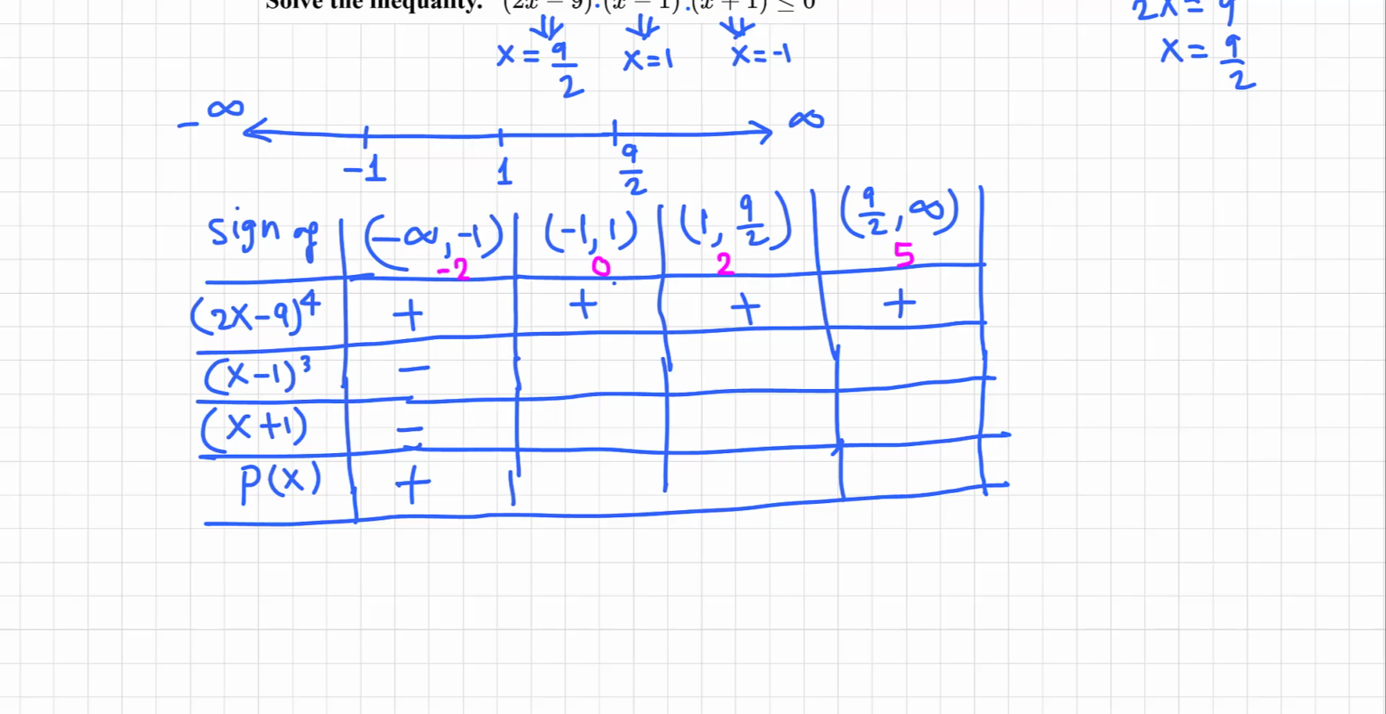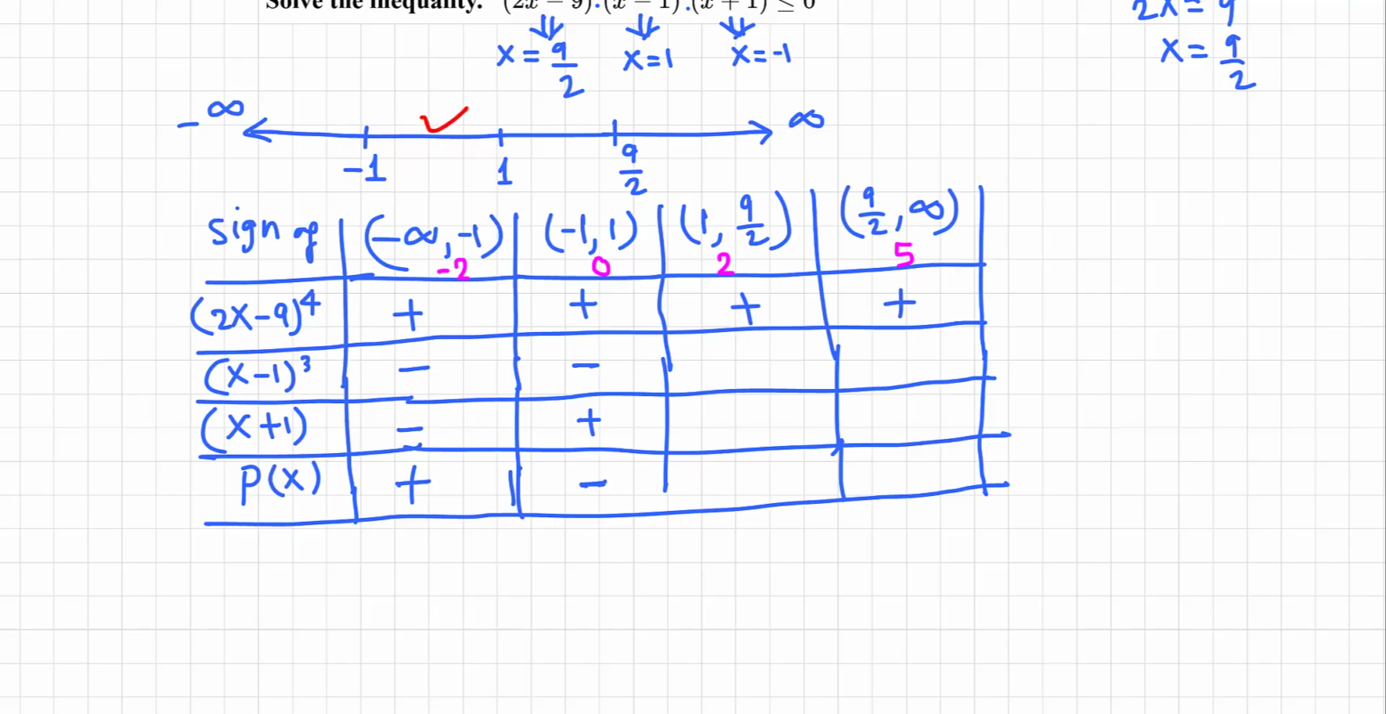Let's go for the second interval, negative 1 to 1. So we are taking 0, and the first factor is always positive. 0 minus 1, negative 1. Negative means this is negative. 0 plus 1 is positive 1. If we multiply negative by positive, it will be negative. So the polynomial is negative, meaning less than 0. So yes, this is our solution, by the way, this part.